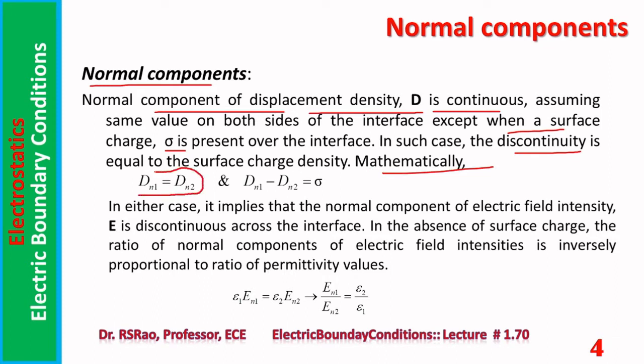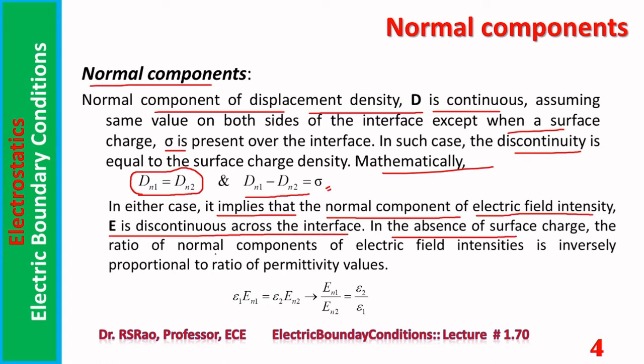This is the condition that is valid in the absence of surface charge. In the presence of surface charge, DN1 minus DN2 becomes sigma. In either case, it implies that the normal component of electric field intensity E is discontinuous across the interface.